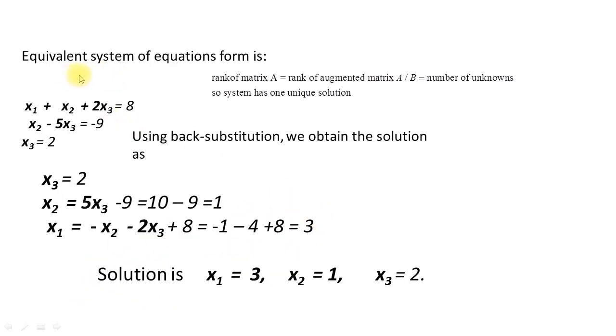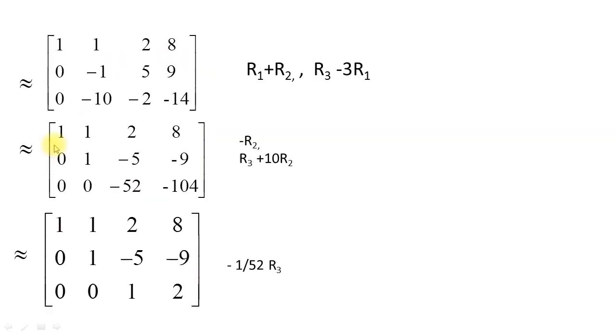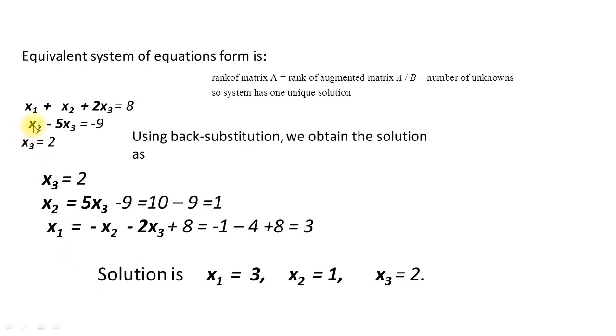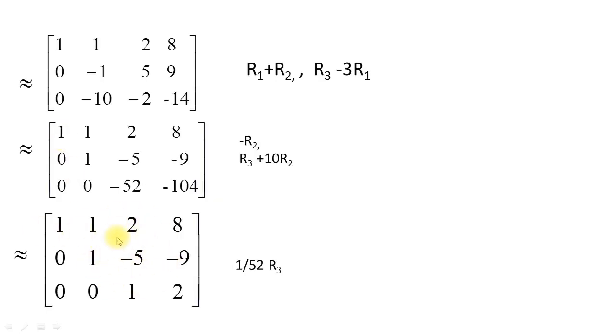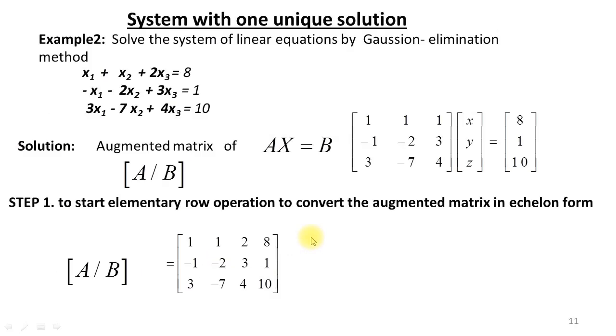From this echelon matrix, we obtain the equivalent system of equations: x1 plus x2 plus 2x3 is equal to 8, and x2 minus 5x3 is equal to minus 9, and x3 is equal to 2. And dear students, note that in this matrix, the rank of matrix A is equal to the rank of the augmented matrix. This is matrix A. Matrix A has 3 non-zero rows, and similarly the full augmented matrix also has 3 non-zero rows. So the rank of matrix A is equal to the rank of the augmented matrix and equal to the number of unknowns. In the given system there are 3 unknowns, x1, x2 and x3.